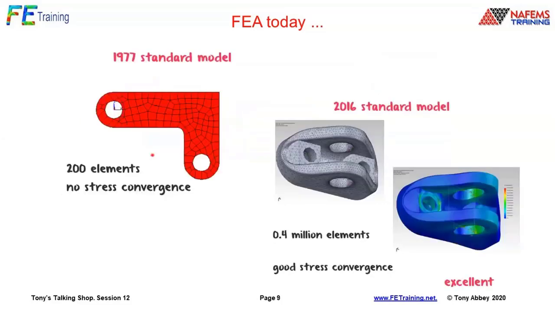So this is all we could handle in 1977. It's kind of like our standard model, 200 elements, no stress convergence, probably not using stresses, probably actually using forces and then back calculating in the stress office. Our job was very often to hand off the loads, the load paths, to detailed stressmen. That was the role. In 2016, I did a presentation to show how computing power has evolved. For about the same cost in 2016, you could do this. So now we have a very sophisticated solid mesh model, about 0.4 million elements, good stress convergence. Obviously, you have to make sure you get it right in terms of load and boundary conditions and so on, but you can see the progress that we're making there.